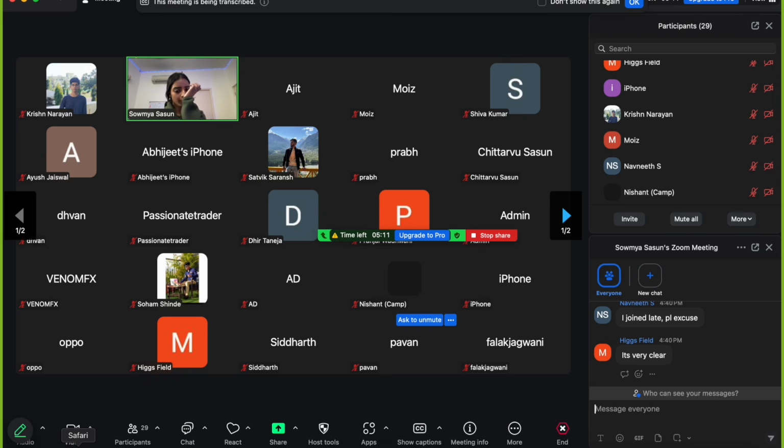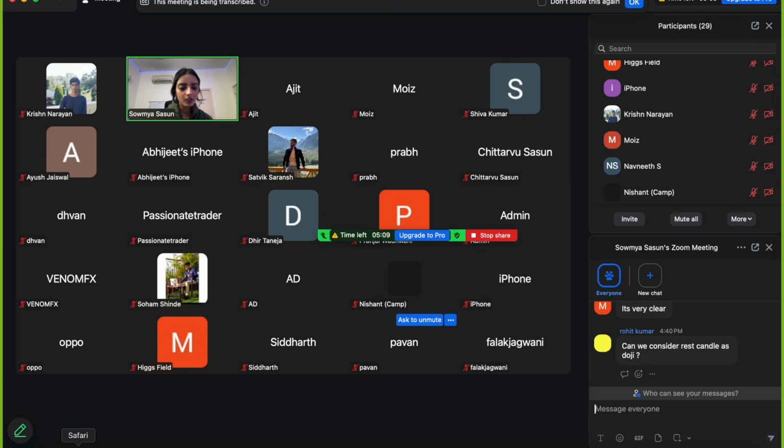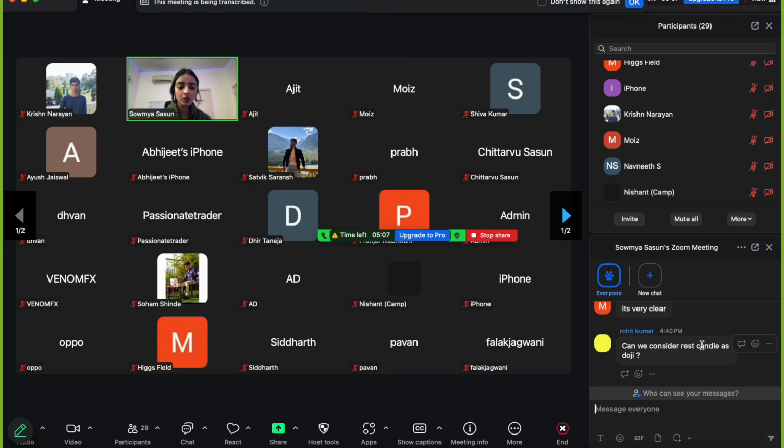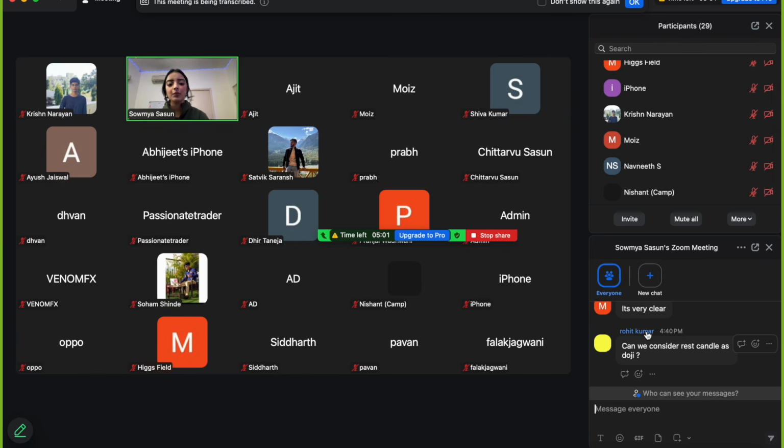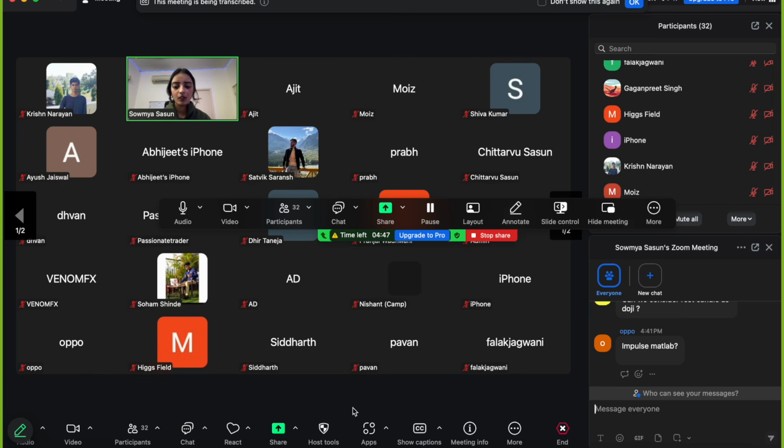Okay, it is very clear. Can we consider rest candle as doji? Of course. If it's a doji candle, then it's a rest candle. A doji candle means that the body of the candle is very small. We want our candle to be a resting candle, a small candle. Resting means small body. Impulse candles means a big body. It's that simple. We'll see examples. It will be even clearer.